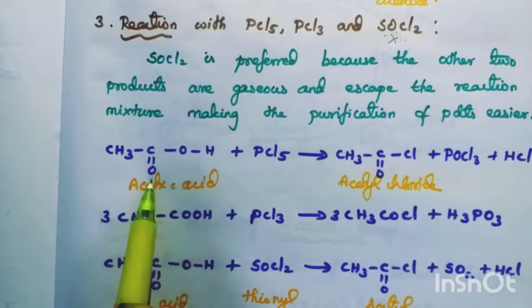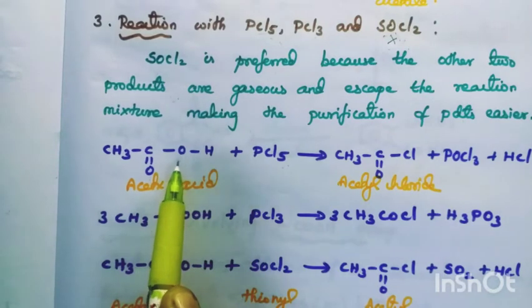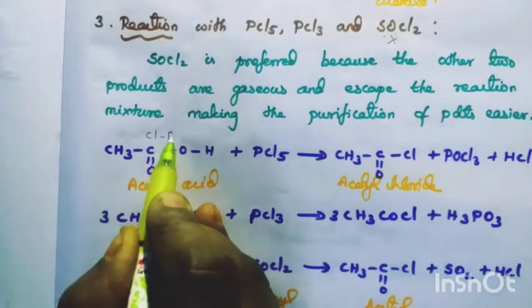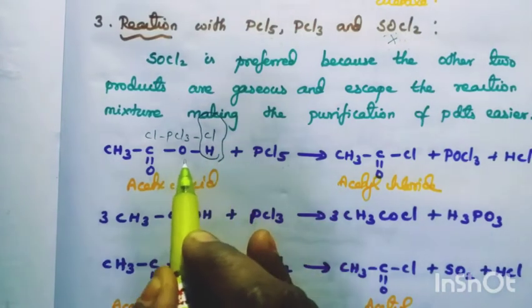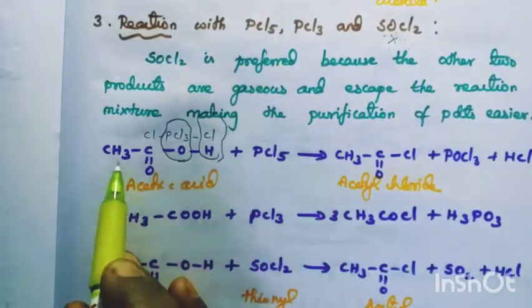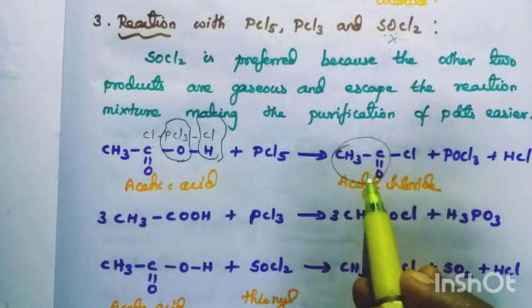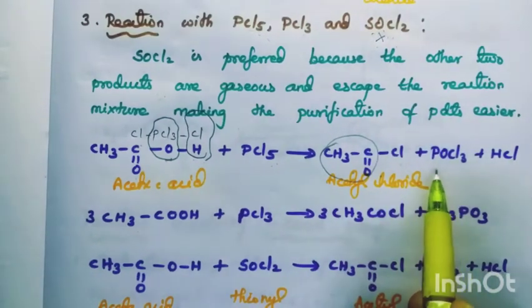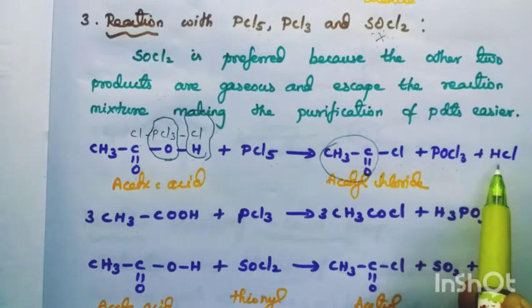Now acetic acid with PCl5. How does PCl5 react with acetic acid? It reacts only at the OH group. Cl replaces OH. HCl goes out, POCl3 goes out, and we get CH3COCl. This group is called the acetyl group, so it is acetyl chloride. POCl3 is phosphorus oxychloride or phosphoryl chloride, formed with the removal of HCl.